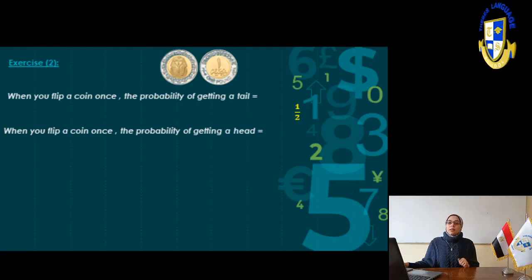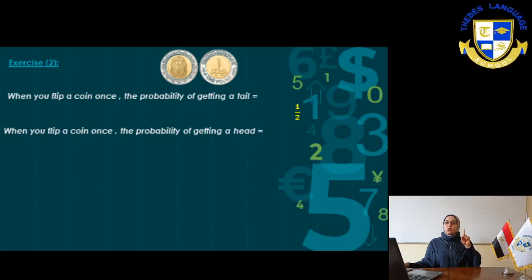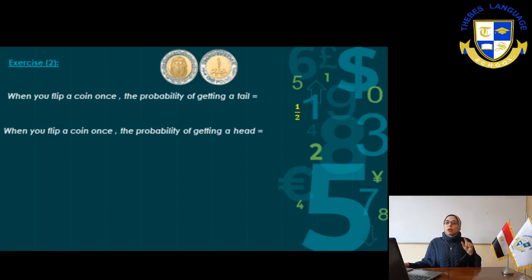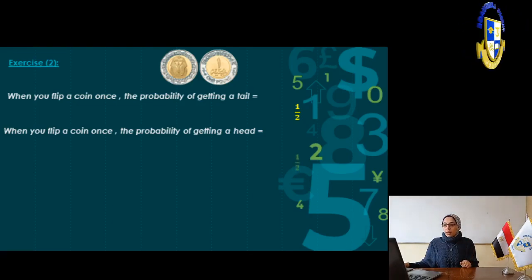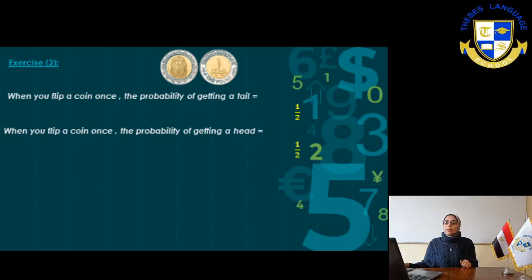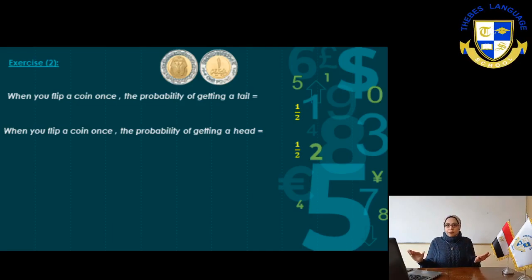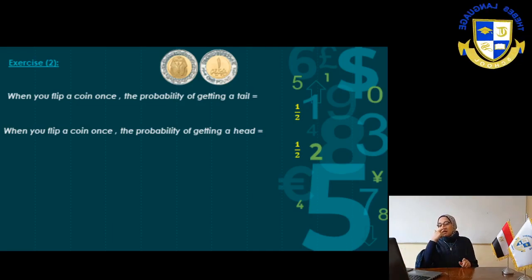And how many heads in the coin? We have just one head. So the probability of getting a head is 1 over 2, if we flip a coin once. So the probability of any coin outcome, tail or head, will be half. Another exercise.